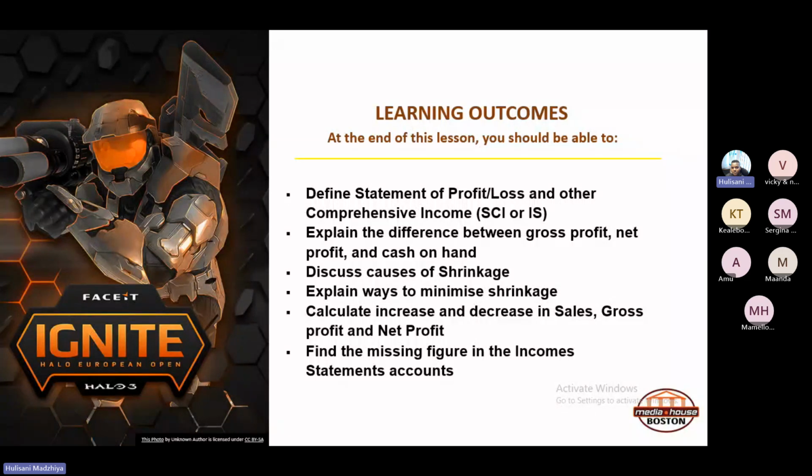Okay guys, I'm not sure if it's happening on my side, but the screen I'm currently on is the learning outcome, where we talked about being able to define the income statement and explain each and every line item, differentiating between the gross profit, net profit, and cash on hand. Today's lesson will be covering shrinkage and explaining ways to minimize shrinkage. Lastly, we also talked about calculating the decrease and increase in sales and finding the missing figure of the income statement. Those are the things that we'll also be covering.